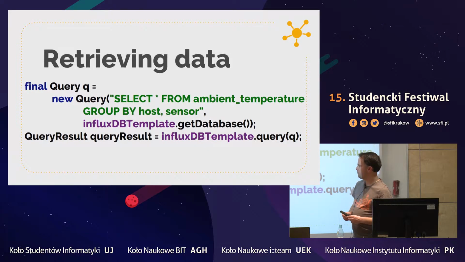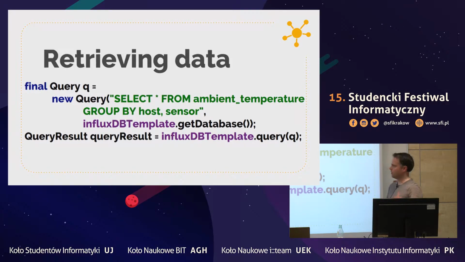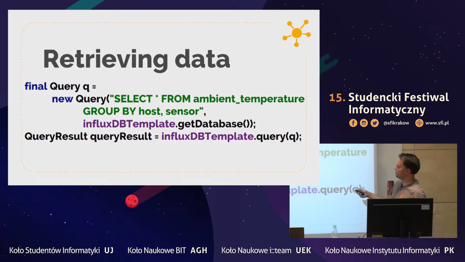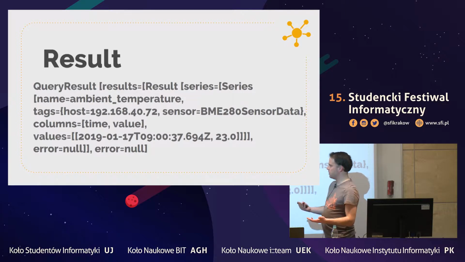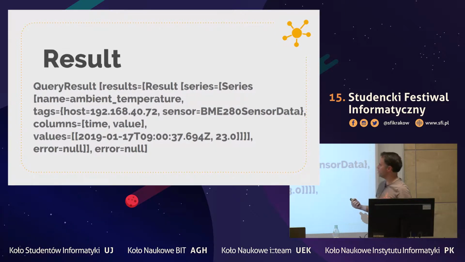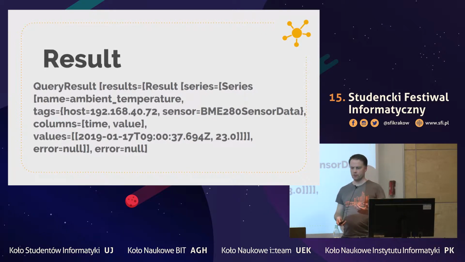We can also get the data back from InfluxDB. You can also do that through the REST endpoint, but I show you an example where I use the client. So I can define a query where I select the ambient temperature and group it by host and sensor. And then I can say, okay, query it and return the result. If I do that, it looks a bit like this. So this is a part of the result, with all kinds of arrays inside arrays, which is a bit difficult to read, and it's also a bit difficult to use.